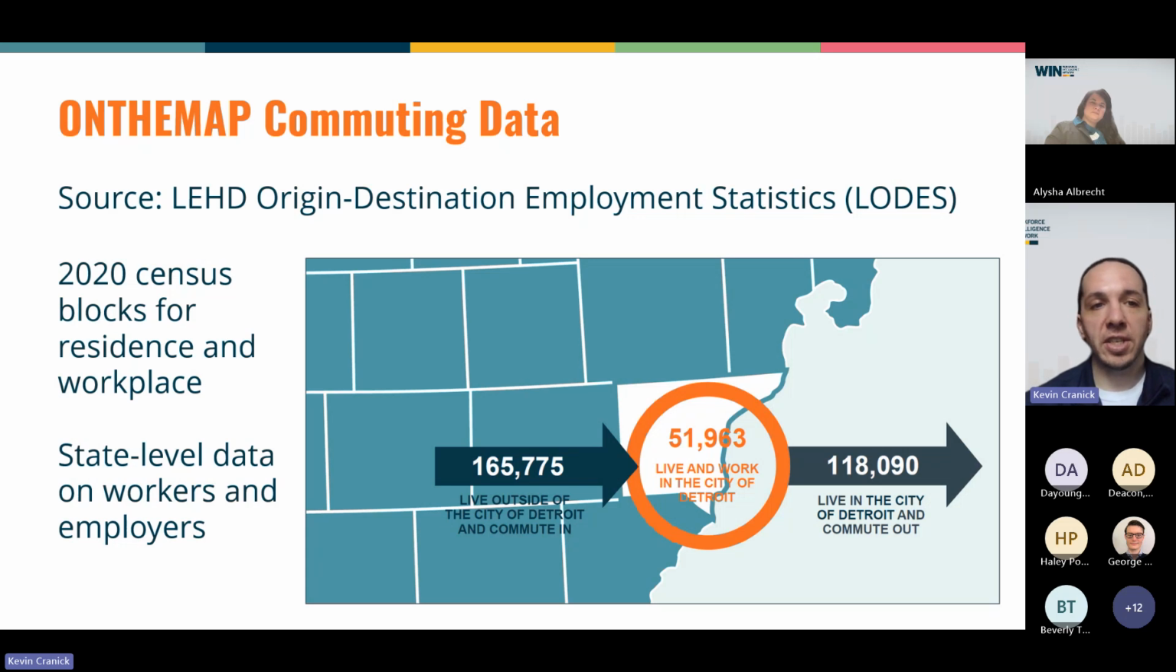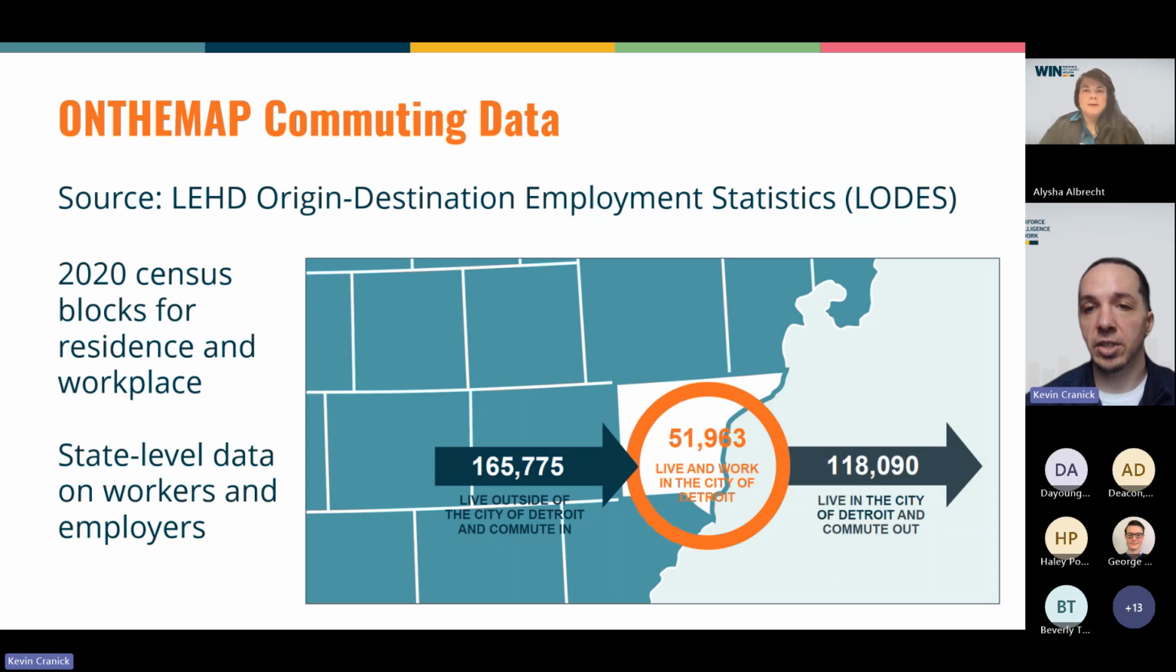The 2020 census blocks are what is currently the most current data available on the website. Again, because it allows us to illustrate inflows and outflows from within a certain county or even a specific geographic area, all the way down to zip code and city, I believe. Because it's using census blocks, that allows us to look at state level data on workers and employers.